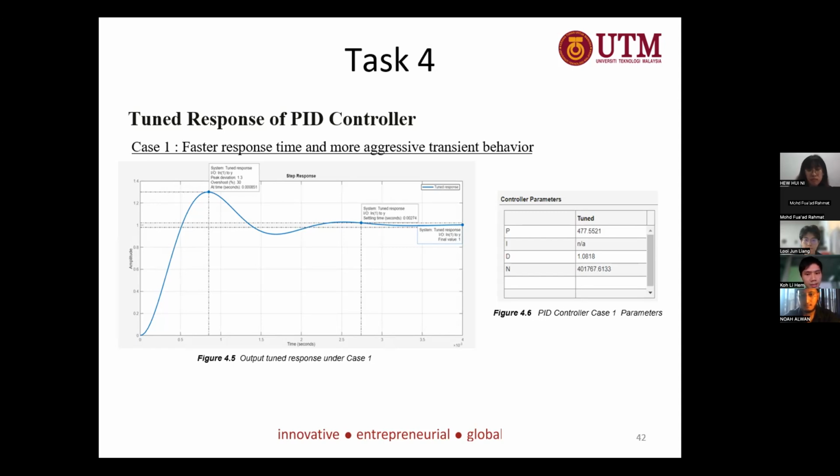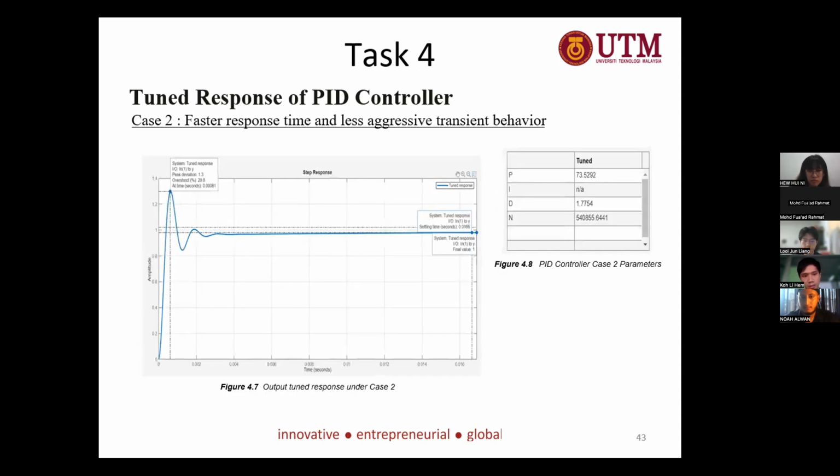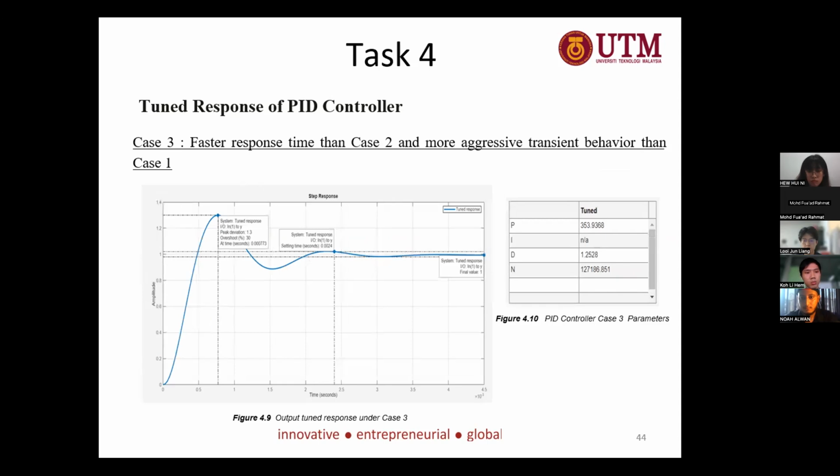The tune response shows the settling time of 2.74 milliseconds, where the steady state error is 0 and percentage overshoot is 30%. For case 2, when the slider is moved to the right and the slider for the transient behavior is also moved to the right, the response is tuned at 30% overshoot with a settling time of 1.66 milliseconds and 0 steady state error. For case 3, when the slider is moved even further to the right and even further to the left for the transient behavior slider, the tune response is maintained at 30% overshoot as in cases 1 and 2, where the settling time is 2.4 milliseconds. Based on the 3 cases, the results are tabulated in table 4.1 and table 4.2.